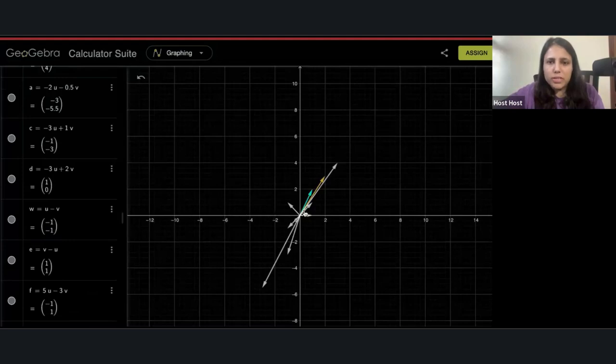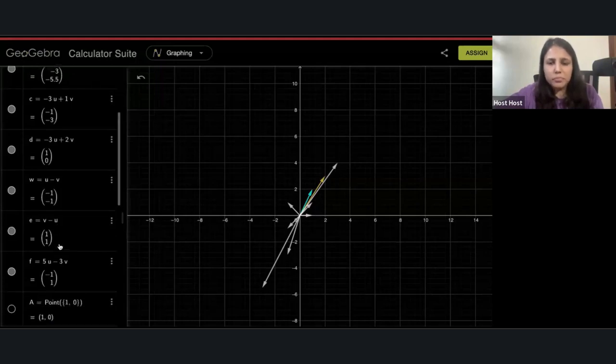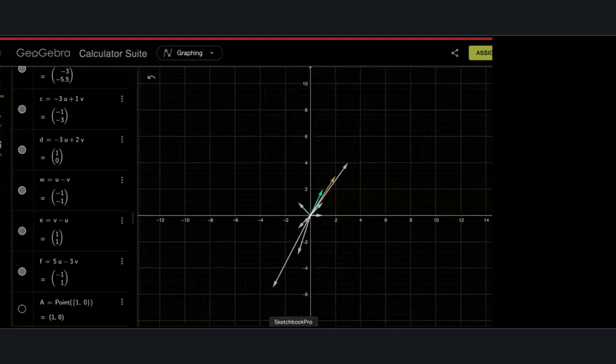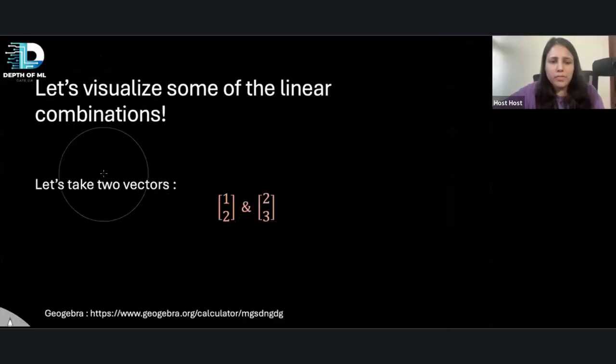Fine. So this is clear to everyone, right? When we take a linear combination of vectors, the magnitude and the direction of the resulting vector can be very different from the vectors that we are adding, whether two, three, or n vectors. This is clear, right? Cool. So we saw that when we take these two vectors, it's going in all the directions.